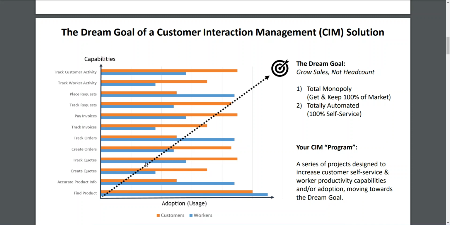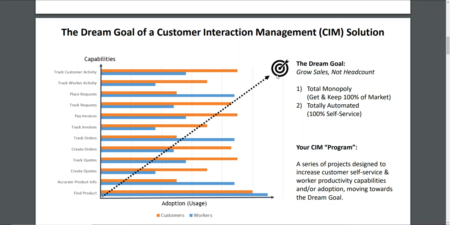If you look at what's required to do that, if you look at an XY axis, there's a bunch of capabilities that you have to obtain and have the ability to do to allow your customers to self-service. And then there's things you have to do to get adoption or usage of those capabilities across your customer base or workers. So the program is driving you towards this dream goal. That's kind of the ultimate vision or beacon.